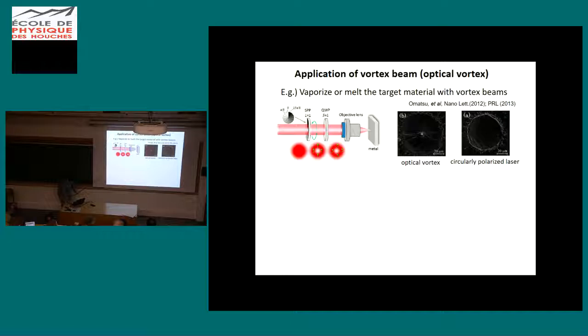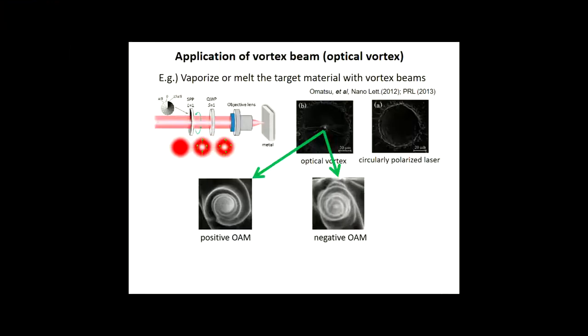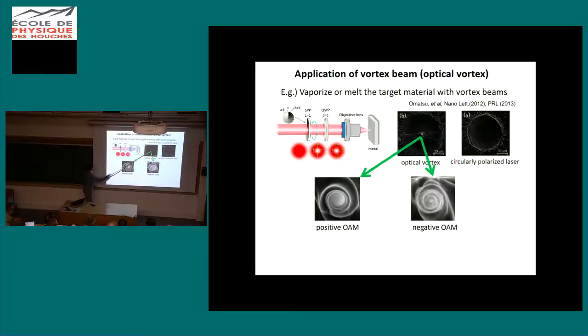Interestingly, this is the result of the usual Gaussian circularly polarized laser, and in this case we have no needle at the center of this trace. And interestingly, if we focus on this needle, if we apply the vortex beam with positive orbital angular momentum, then this needle has a clockwise spiral structure, and if we apply the vortex beam with negative orbital angular momentum, then we have an anti-clockwise spiral structure.